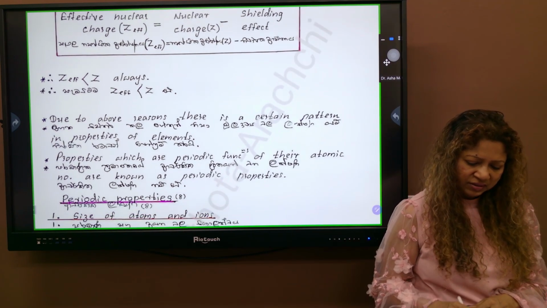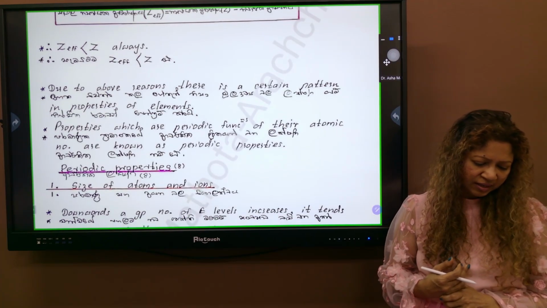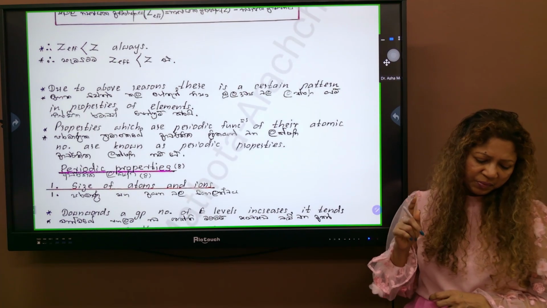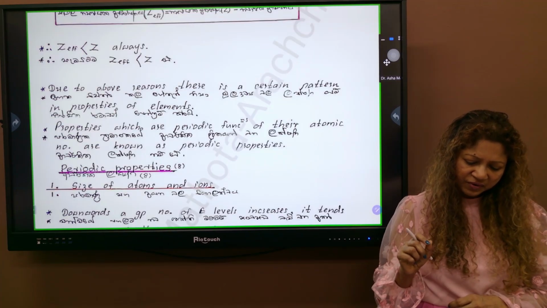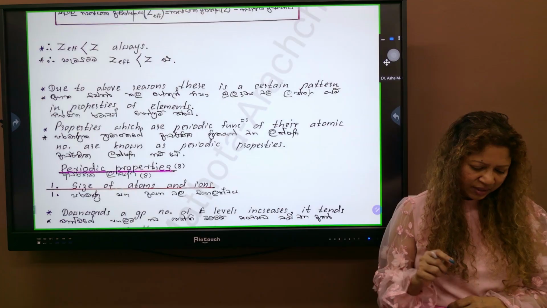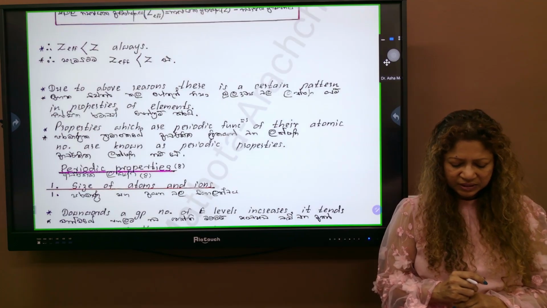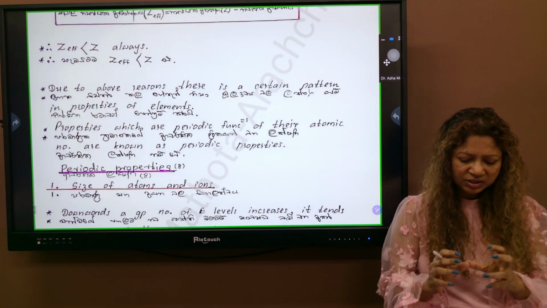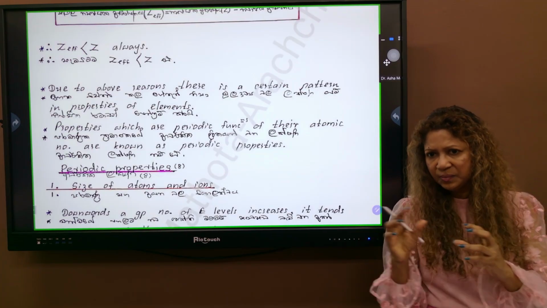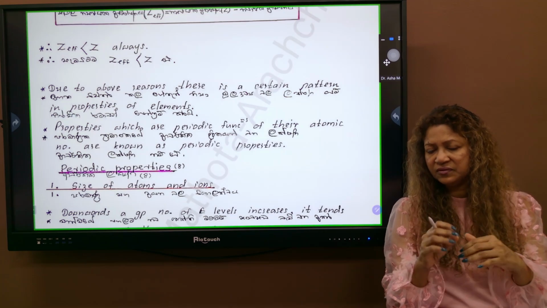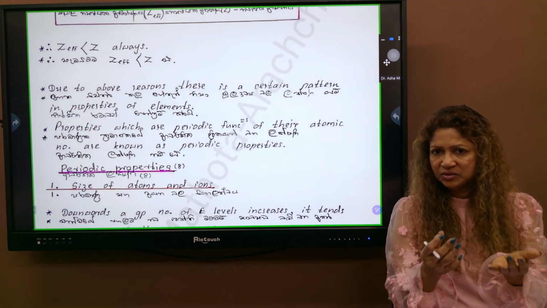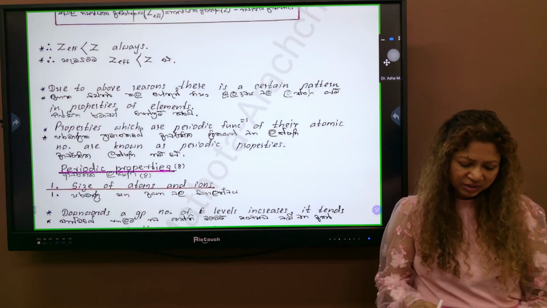Due to the above reasons, there is a certain pattern in properties of elements. Properties which are periodic functions of their atomic number are known as periodic properties. The meaning of function is that it is changing when you are going along a period. If any property is changing, it's a function of that period. So those are called periodic properties.